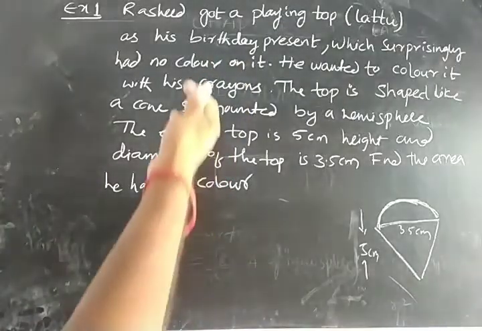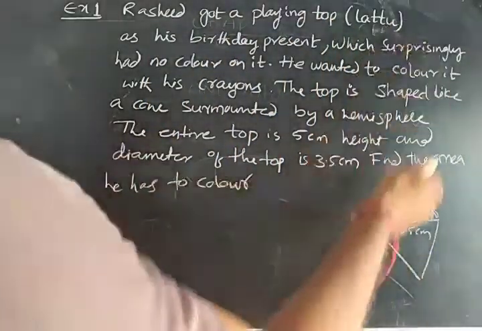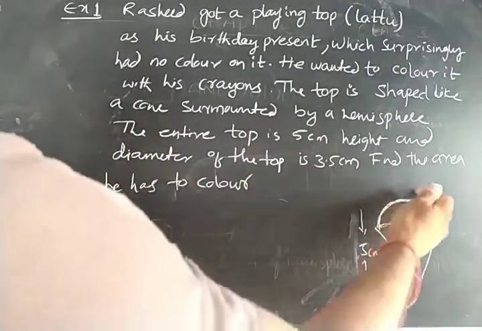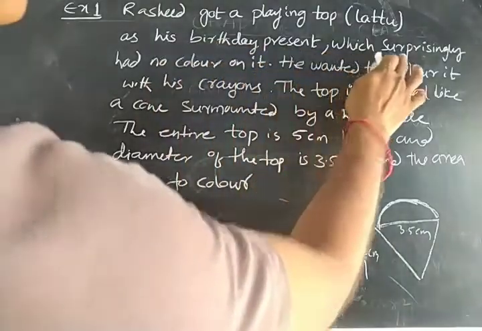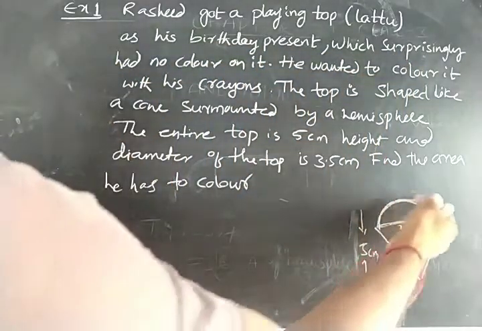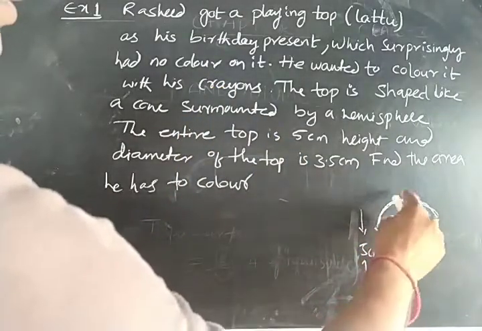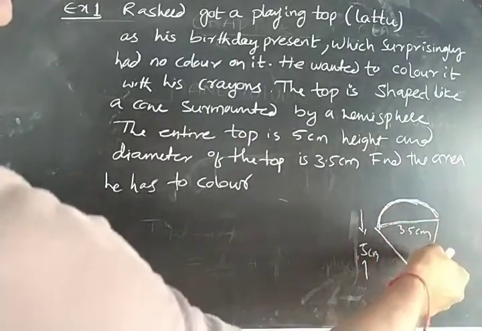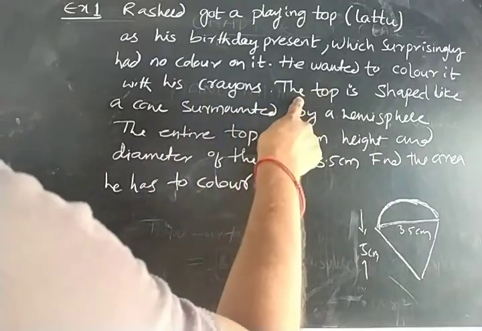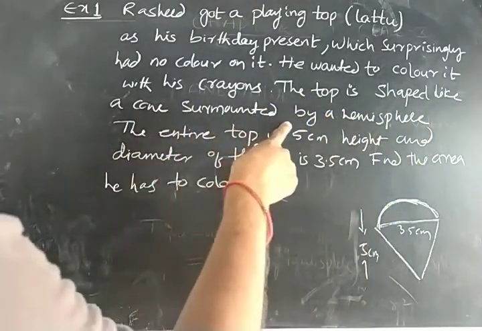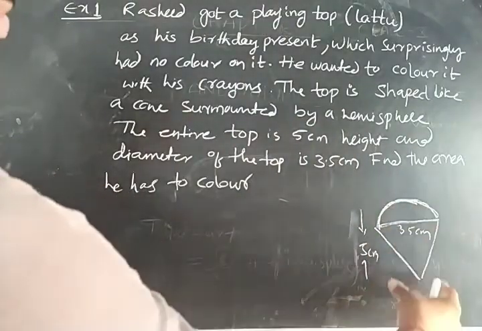Now see this question. Rashid got a playing top, which is known as lattu, right? So he is having this lattu as his birthday present, which surprisingly had no color. So this boy wants to color it. He wants to paint this lattu with his crayons. The top is shaped like a cone surmounted by a hemisphere. So the lattu is a combination of cone and hemisphere solids.